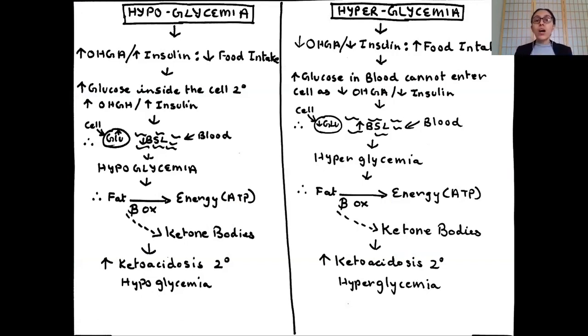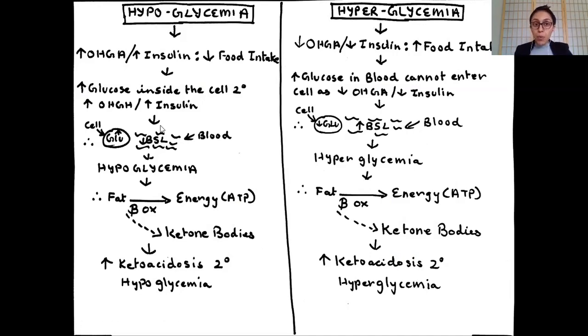Now as I said, we are talking about the other acute complication in a diabetic individual, which is called ketoacidosis. Both conditions, hyperglycemia as well as hypoglycemia, can produce ketoacidosis. How? We'll look at the mechanisms.